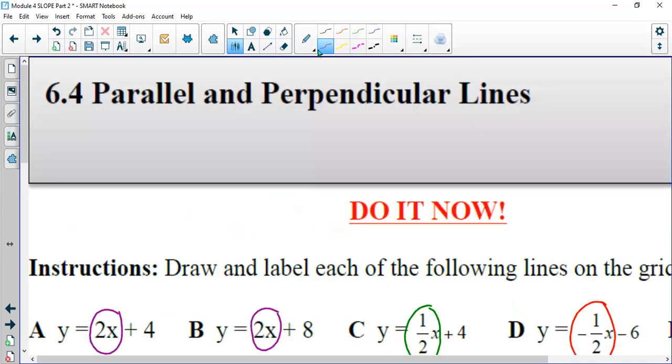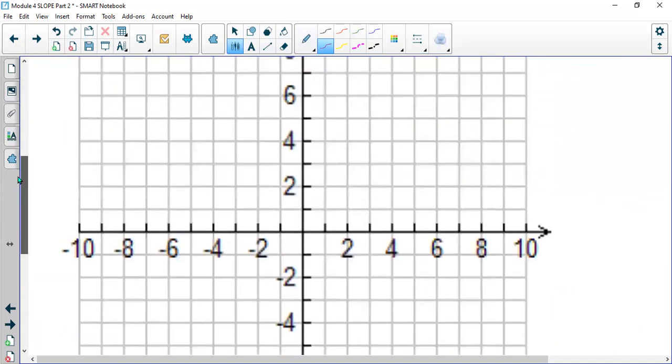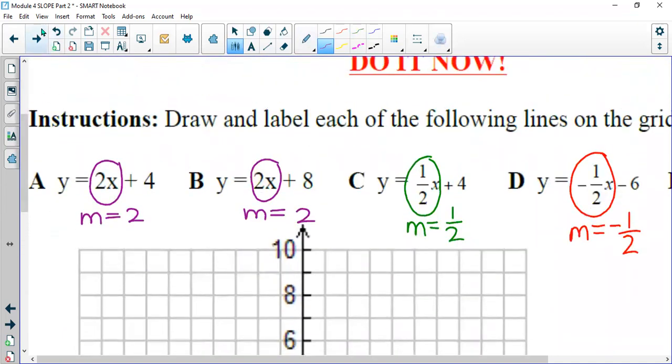Parallel and perpendicular lines. Does anyone know what a negative reciprocal is? Raise your hand if you know what a negative reciprocal is. Should have learned in elementary school. I see a few hands. Oh, goodness. Okay, so we're going to skip this slide.